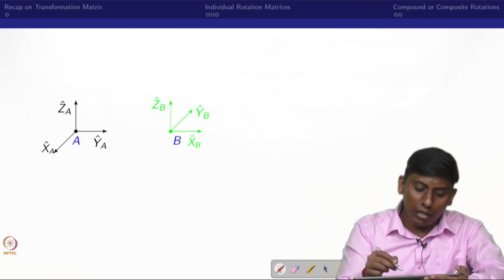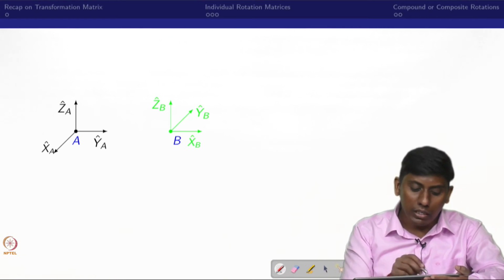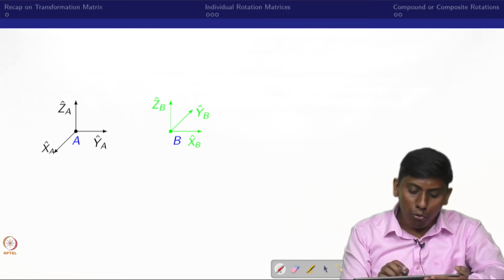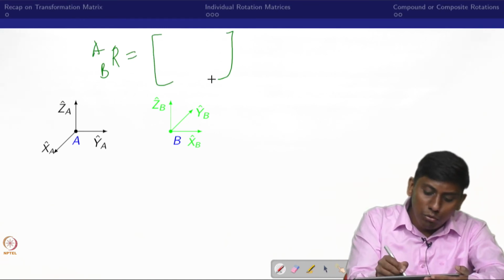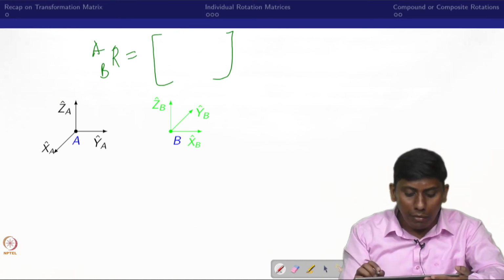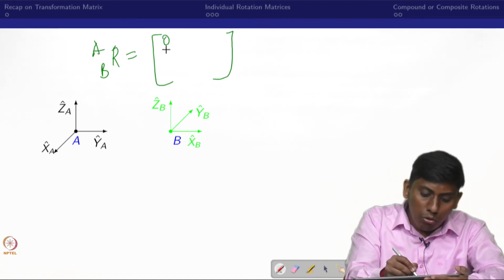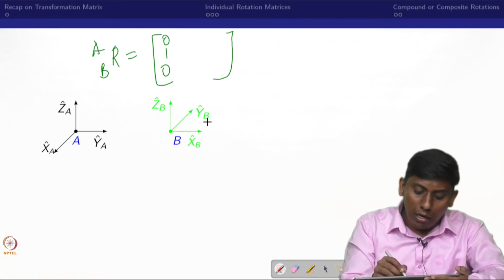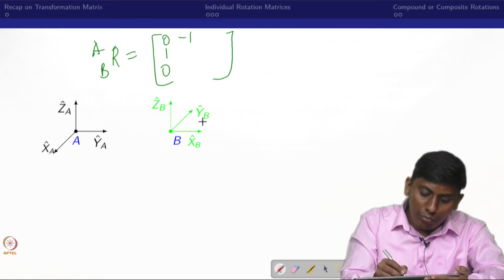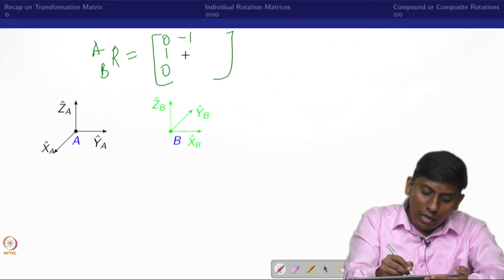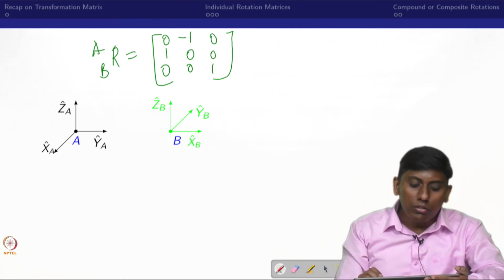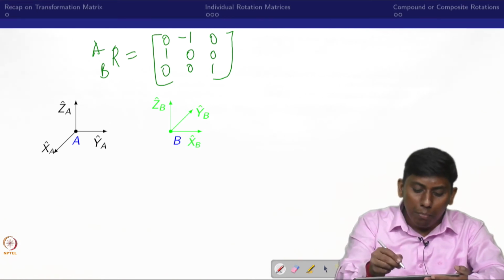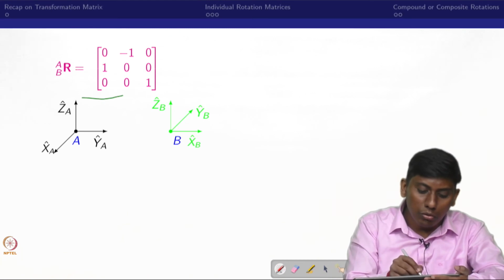There is a frame A and a frame B put here. Now the rotation matrix of B with respect to A, I can simply write: XB can be projected on the A frame, so that would be 0 1 0. The YB axis projected on the A frame would be -1 0 0, because YB is in the opposite direction of XA, and ZB is projected on the same axis. So this is the rotation matrix.